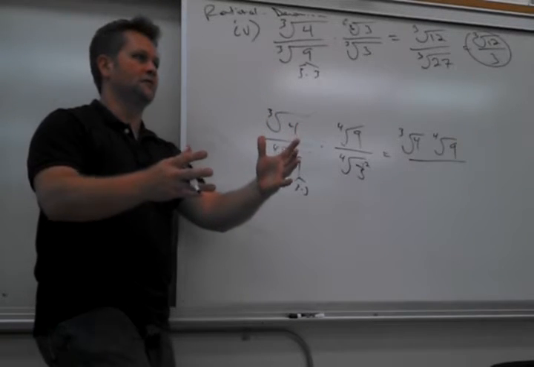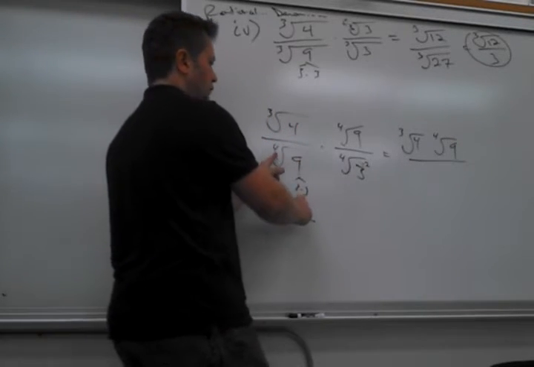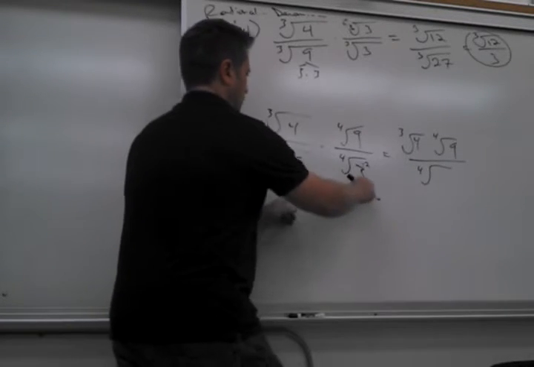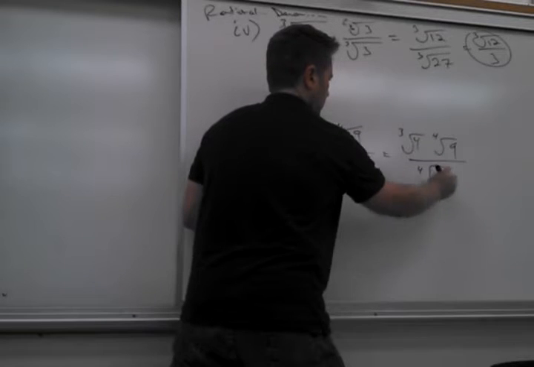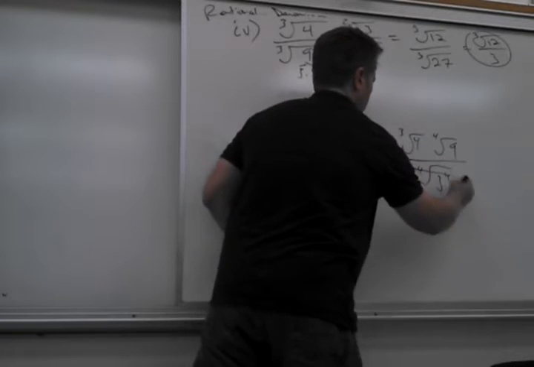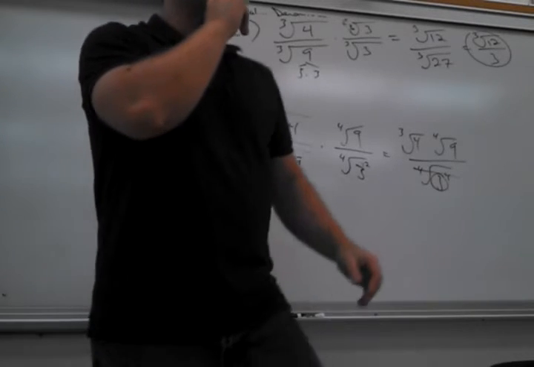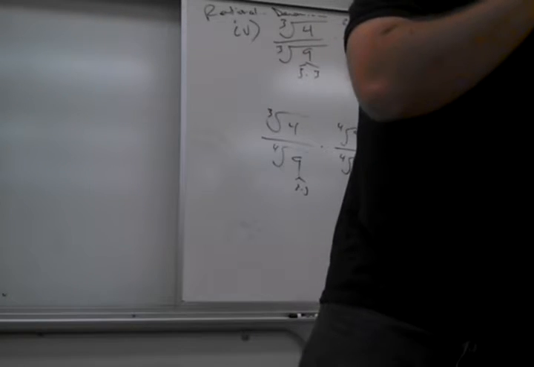And on the bottom, I'm going to get 3. Right? I have 2 fourths of 3, and 2 fourths of 3 makes a whole 3. Or I can say 4th root of 1, 2, 3, 4 3s. Of course, these cancel. So I get a 3 on the bottom. So that's rationalization.